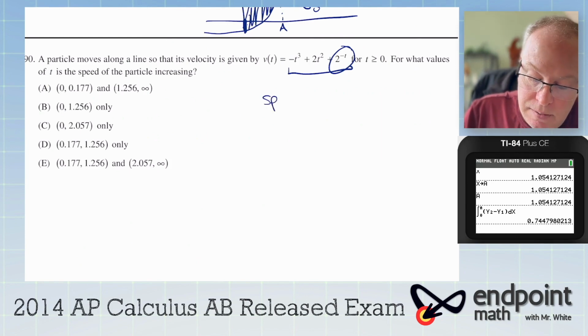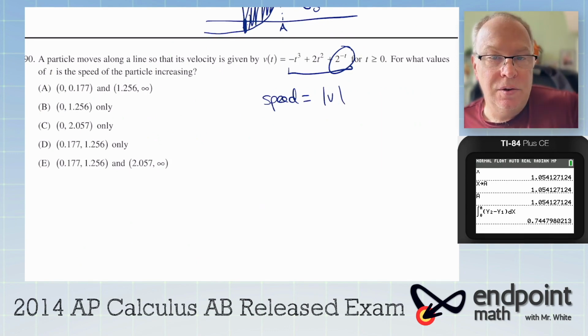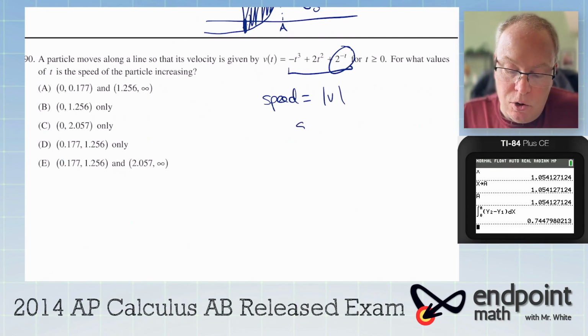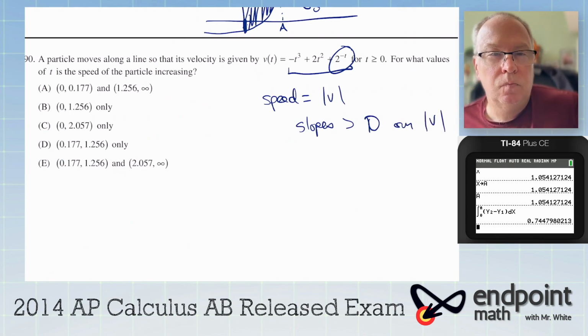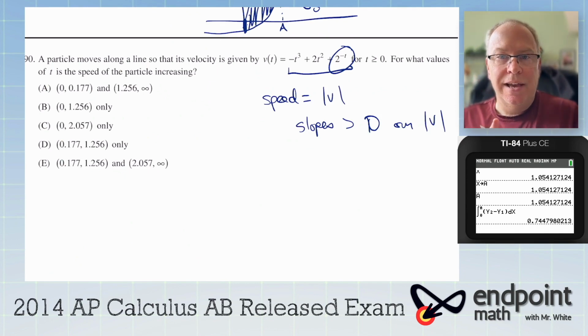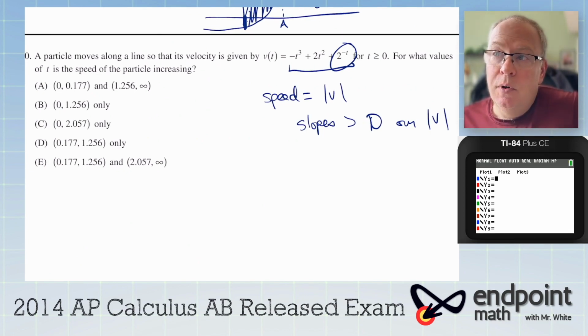Okay, so speed is the absolute value of this function right here. So when is it increasing? So that would be slopes are positive on the absolute value when we're moving away from the x-axis on the absolute value function. So I think I do actually want to graph this. So let's go back to y equals. I'm going to clear out these two. When typing this in, don't forget to use your absolute value. So we're going to do the absolute value of the given function.